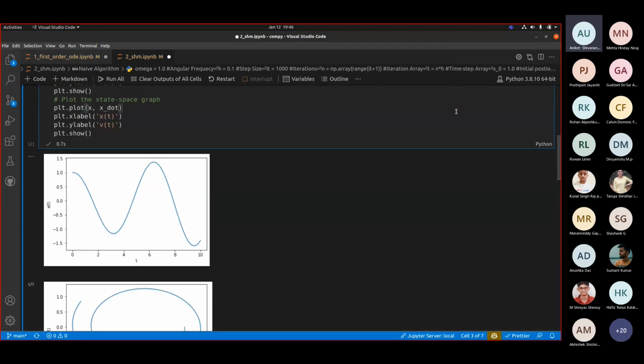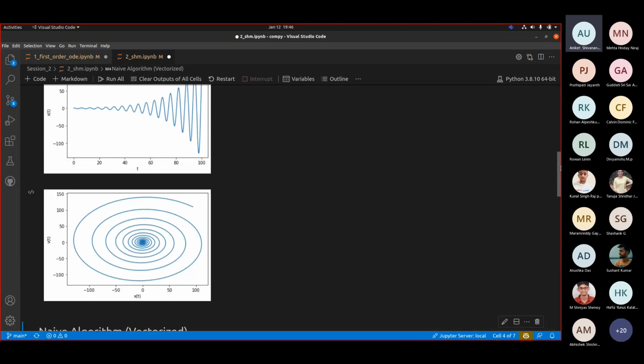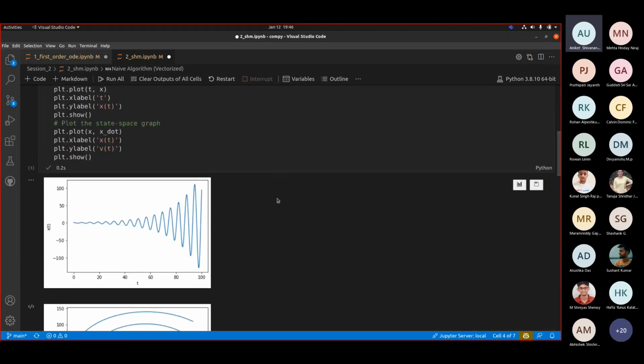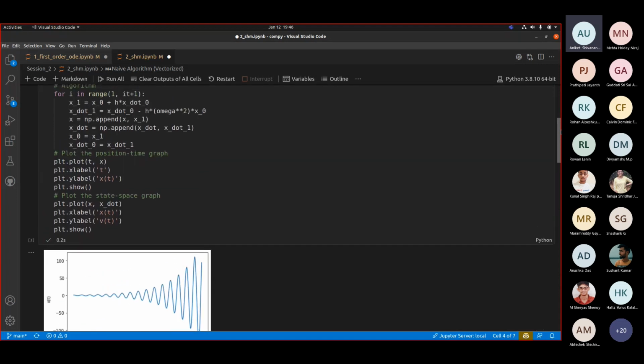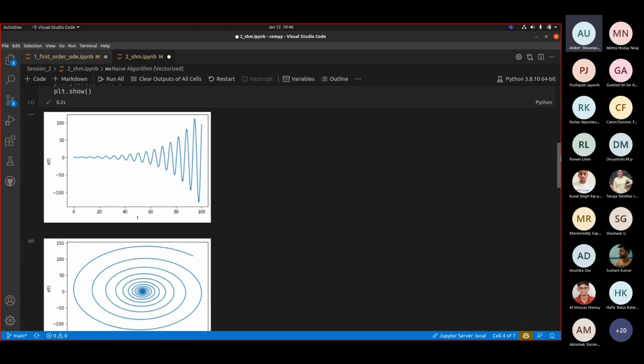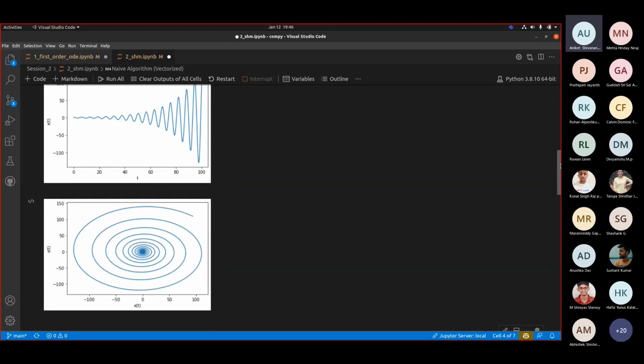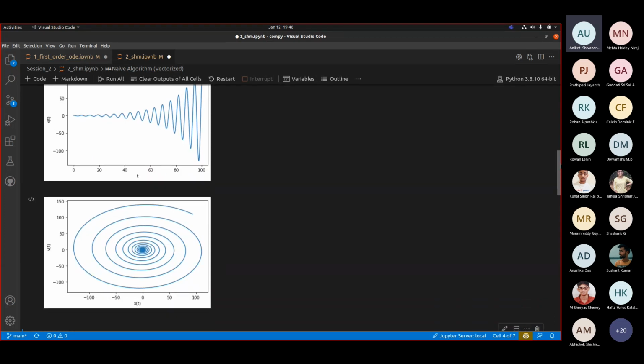Now let's do one thing. Let's run this again with a higher time step. And this is not SHM. You can see very clearly this is not SHM. The solution is diverging. The solution is increasing again and again. That is precisely what we do not want from a numerical method. We want it to be exact. We don't want this to happen.